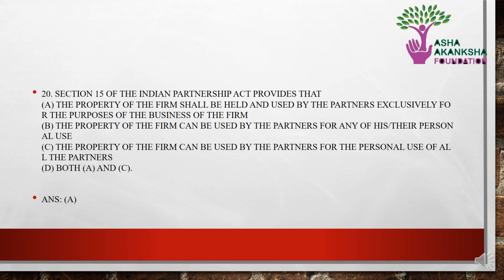The last question is, section 15 of the Indian Partnership Act provides that, options are A, the property of a firm shall be held and used by the partners exclusively for the purpose and the business of the firm. B, the property of the firm can be used by the partners for any of his or their personal use. C, the property of the firm can be used by the partners for the personal use of all the partners, or D, both A and C are correct. The correct answer to this question is option A. That is, Section 15 provides that the property of the firm shall be held and used by the partners exclusively for the purpose of the business of the firm.